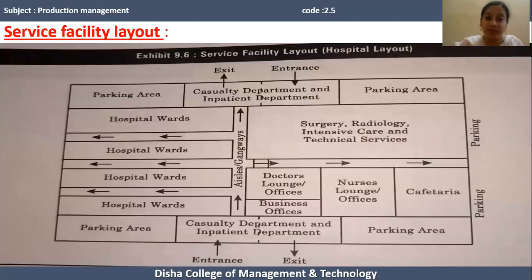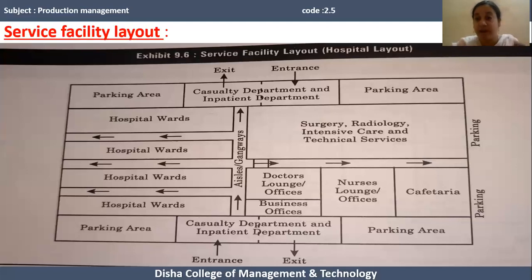So this is the diagram of service facility layout, and this is the diagram of hospital layout. The hospital uses different machines and different equipment for providing service to the patients. So for them a different type of layout is available. By using a service facility layout, the hospital superintendent can identify different locations for different departments. It means the hospital can identify where the parking area should be. On the left side there is a parking area, and on the right side there is also a parking area, and in between there is a casualty department.